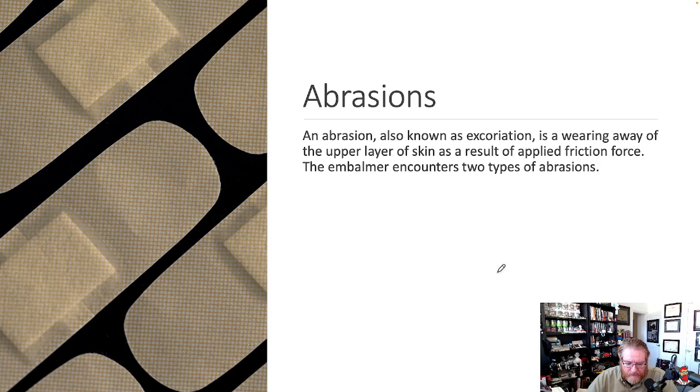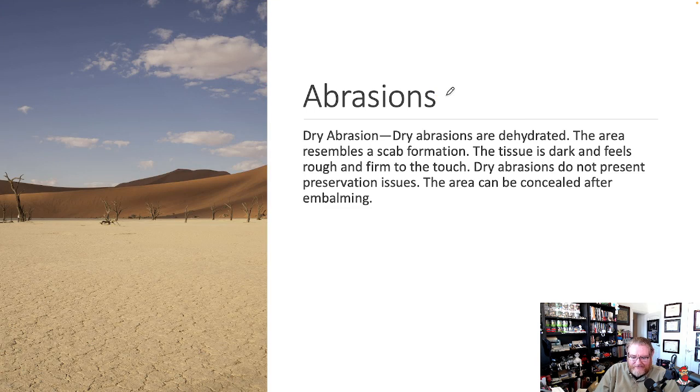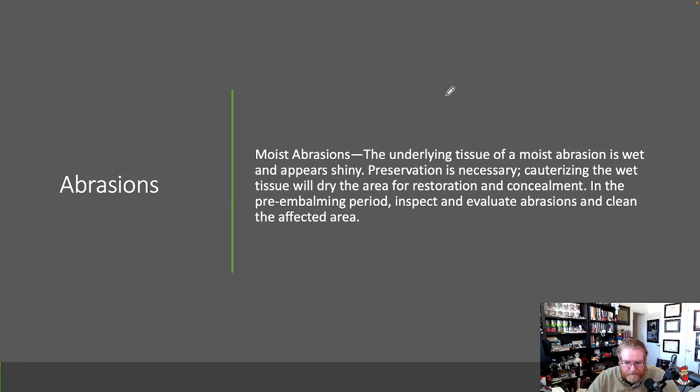An abrasion, known also as an excoriation, is a wearing away of the upper layer of the skin as a result of friction. The embalmer encounters two types of abrasions. The first is a dry abrasion. Dry abrasions are dehydrated. The area resembles a scab formation. The tissue is dark and feels rough and firm to the touch. Dry abrasions do not present preservation issues because they're dehydrated. The area can be concealed after embalming.